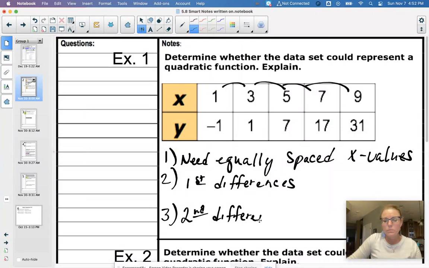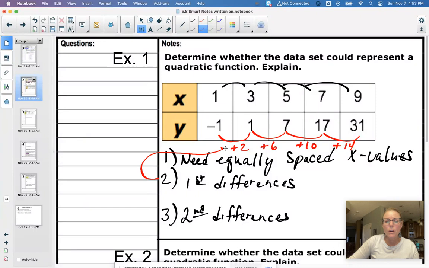All right. So when we look at first differences, we're looking to see how we are changing from negative 1 to 1. We're going up by 2. We're going up by 6. We're going up by 10. And we're going up by 14. So those are our first differences. Now our second differences, we're going to look to see how the first differences are changing. So from 2 to 4, we're going up by 4. We're going up by 4 again. And we're going up by 4 again.